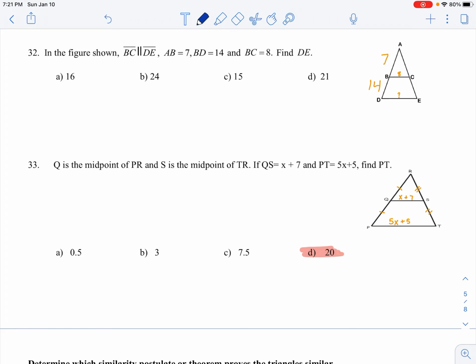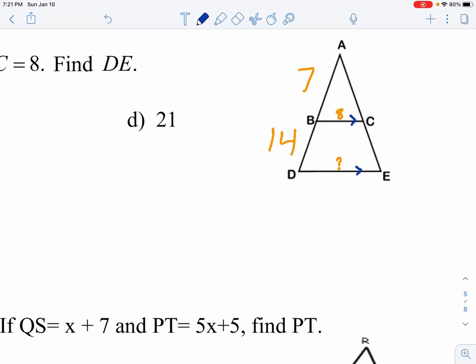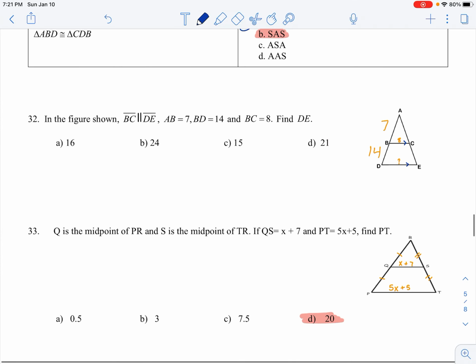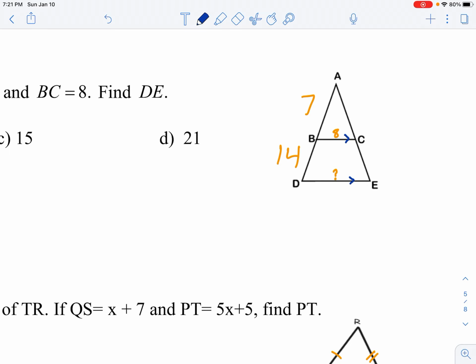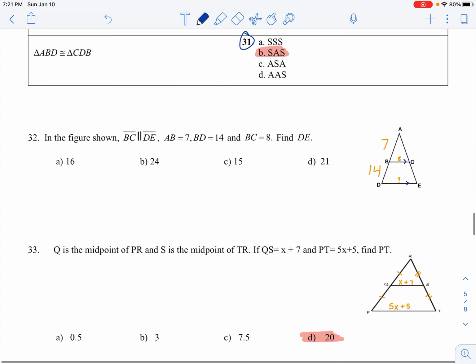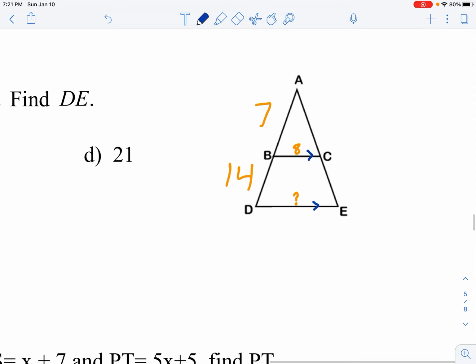Number 32, in the figure shown, it says that BC is parallel to DE. So these two were parallel. It says AB is 7, BD is 14, and BC is 8. Find DE. All right, so this is kind of tricky. Oh, and I didn't even write an answer for this. I must not have done it. So we can do it together.